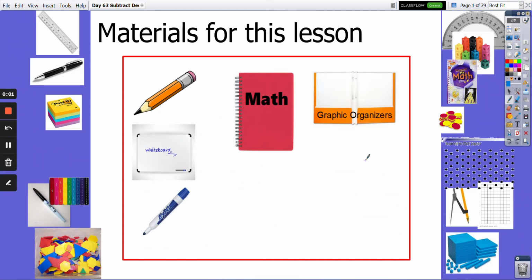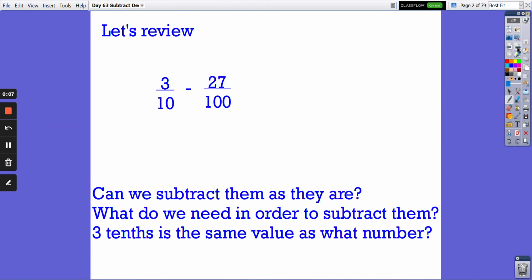Today we will be subtracting decimals using the standard algorithm. Okay, let's review a little bit. Can we subtract these two fractions as they are? 3/10 minus 27 hundredths? No, we can't subtract them like they are, but what do we need to do so that we can subtract them? We need a common denominator, okay?